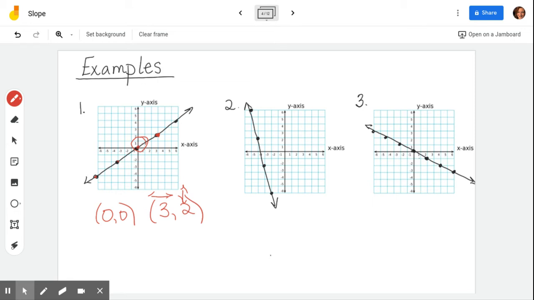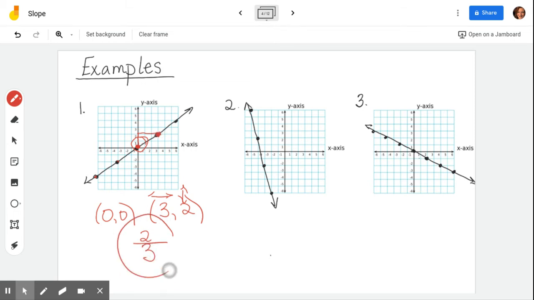So I want to look at how many moves it takes me to get from this point to this point. I want to check my vertical change first. To get from one to the other, I have to go up 2. That's moving in a positive direction. So my top number is a positive 2. From there, just make like a little triangle. So we go up 2. I've got to go over 1, 2, 3.